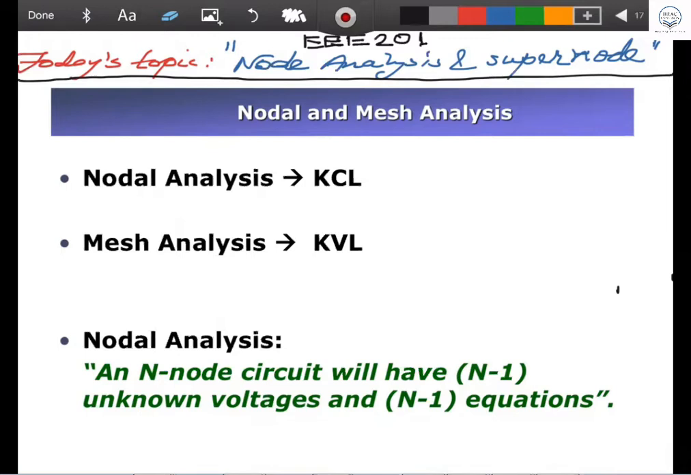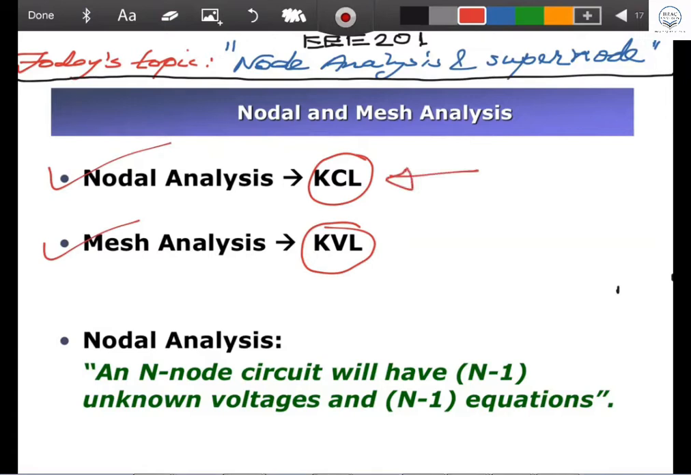Now, we already know what KCL and KVL are. KCL is Kirchhoff's current law, and KVL is Kirchhoff's voltage law. The application of KCL and KVL we can see in node analysis and mesh analysis. For node analysis, we need KCL, and for mesh analysis, we need KVL. So today we are going to see node analysis and the application of KCL, and next class we will see mesh analysis.